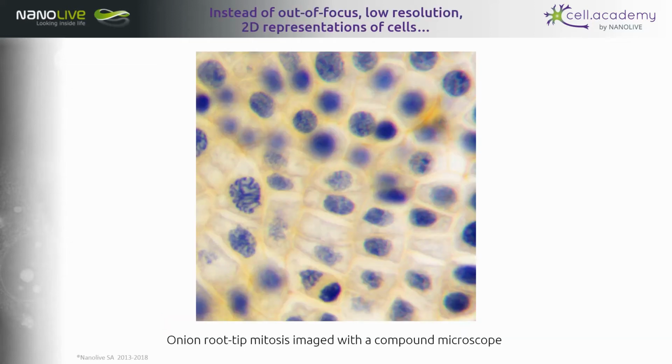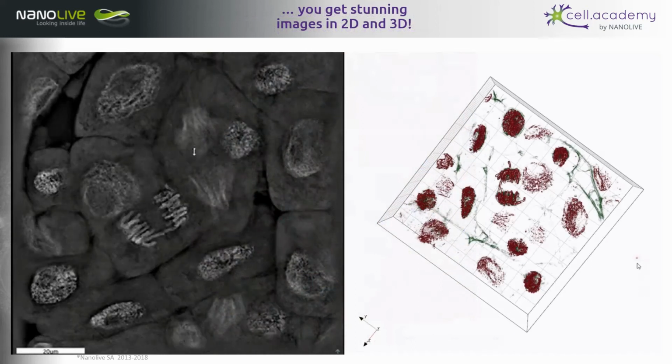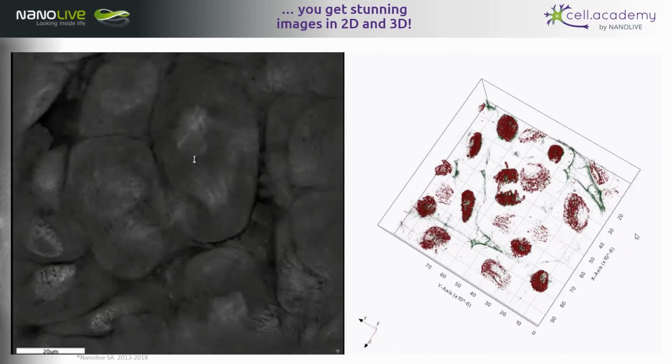So here we have another example of onion root tip mitosis with a compound microscope. And as you can see, the resolution is quite low and out of focus due to the different cell layers. But with the 3D Cell Explorer, you can get more detailed and comprehensive images in both 2D and 3D.